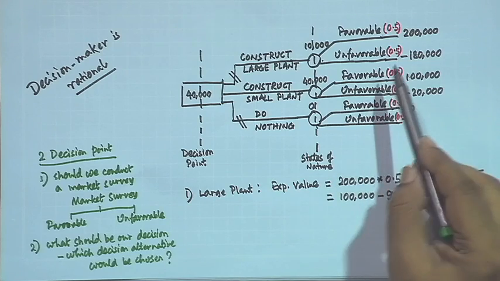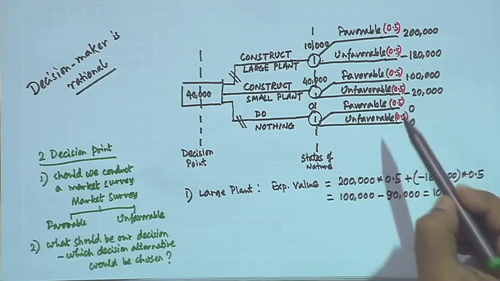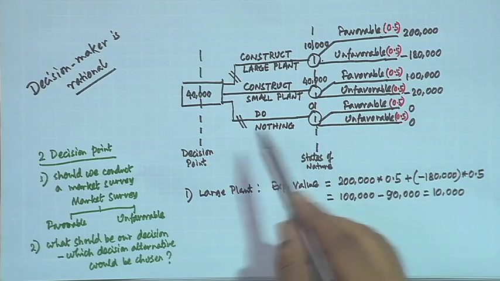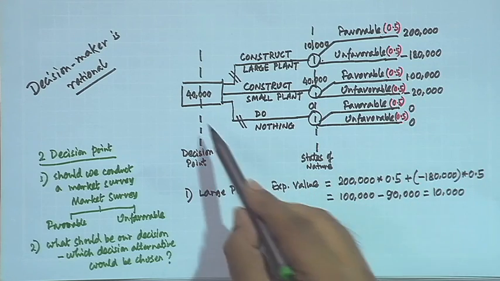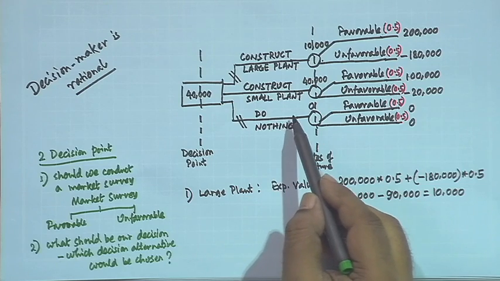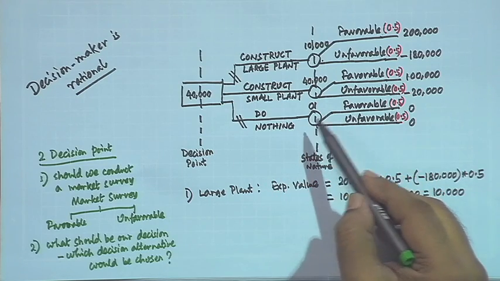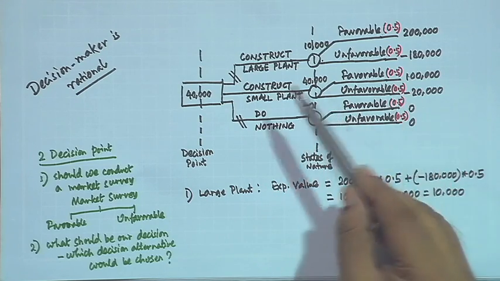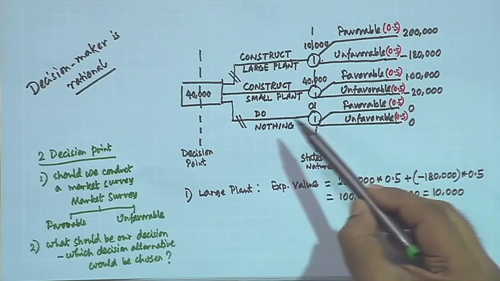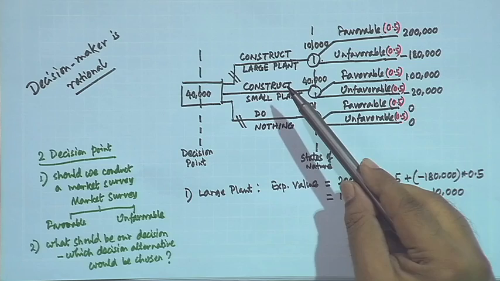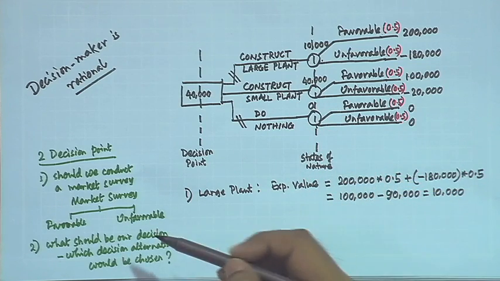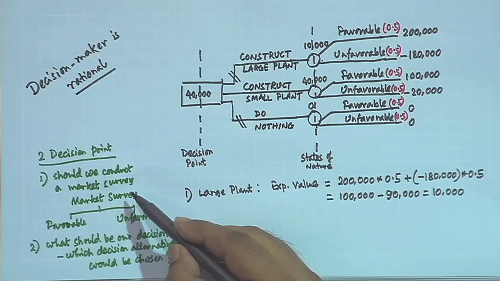And the market could have been favorable or unfavorable, and there are some prior probabilities, and the payoffs were computed, based on which we got 40,000 and we constructed a small plant. But the question came that the large plant had a 200,000 option. So, is there any alternative way we can look at? One such solution was doing a market survey.